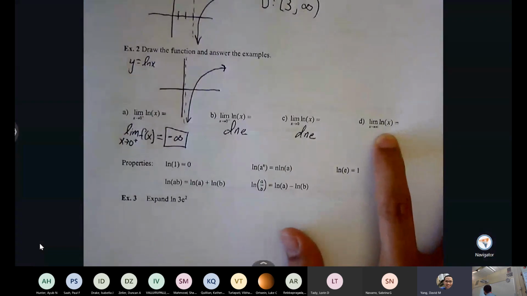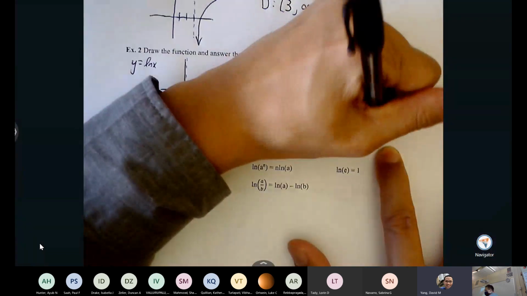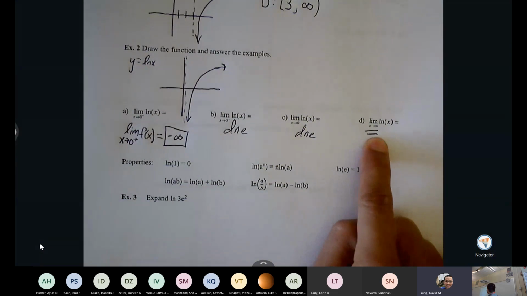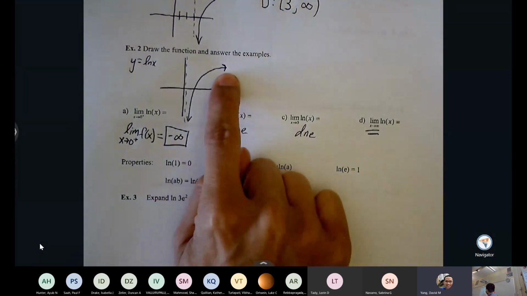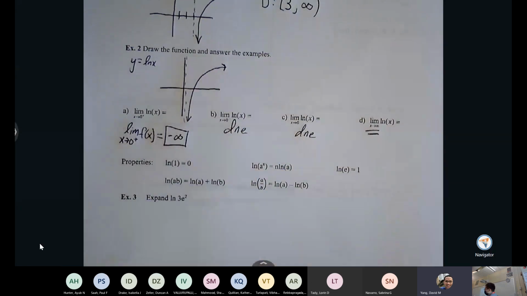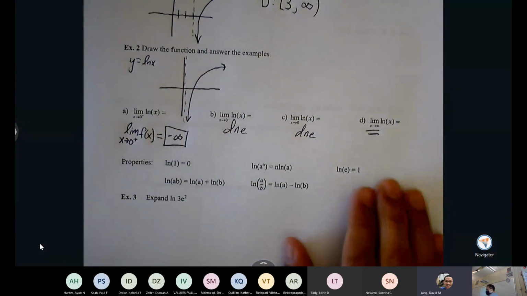Okay, limit as x approaches infinity. This means that we are following the graph off the grid to the right. So if we follow the graph off the grid to the right, we follow the path of that arrow. That arrow is leading us towards a y value, right? It keeps going up to positive infinity.